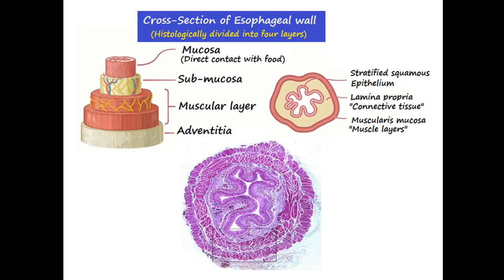Now, as we know, the esophagus is lined by squamous epithelium, and on its cross section we can divide the esophagus histologically into four layers. The innermost layer is the mucosa, which is made of squamous epithelial cells, and it is in direct contact with the food, and it gives protection to the inner mucosal lining.